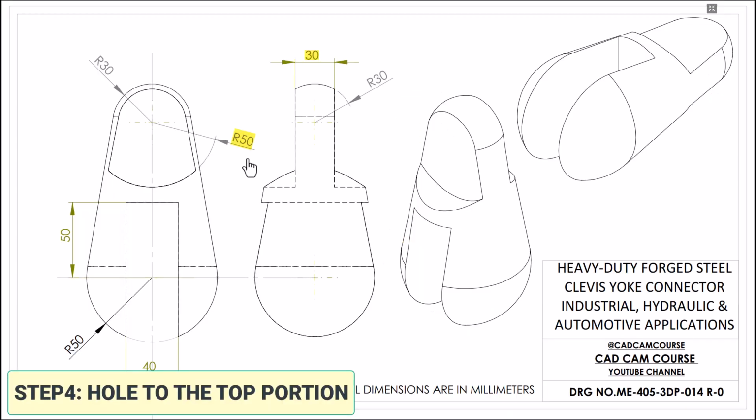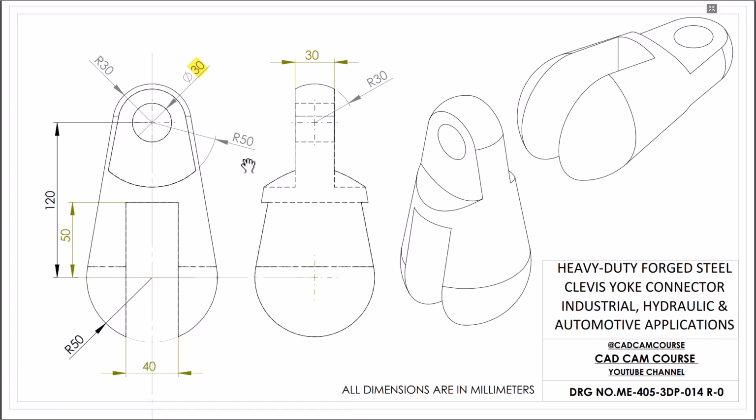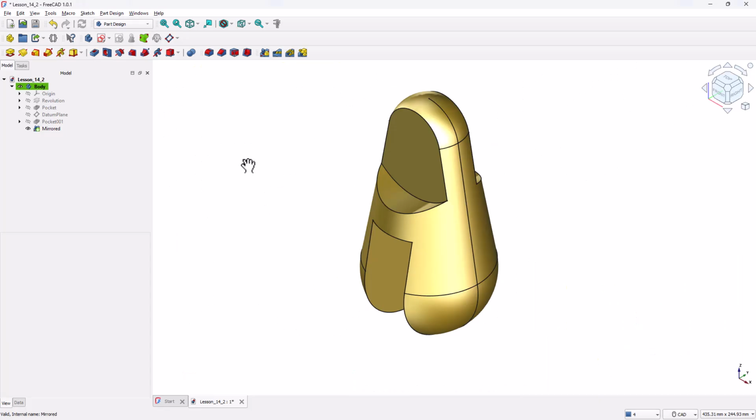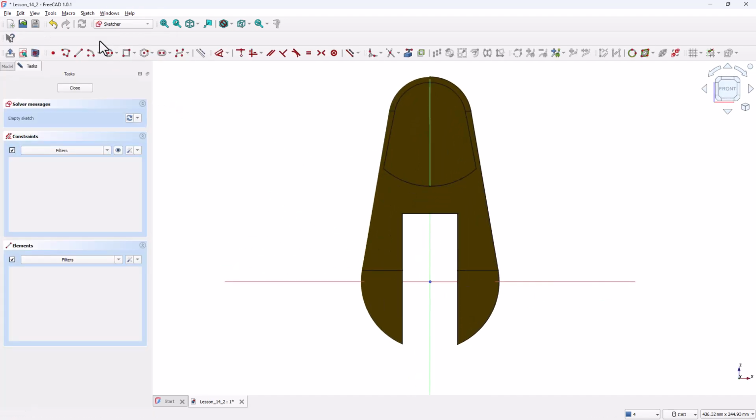The next step is to add a hole to the top portion of the head. Back in FreeCAD, select the face from which we want to drill the hole and click on Create New Sketch. To make sketching easier, click on the View Section tool. Now we need a reference point for the hole's center. Use the External Geometry tool and select one of the top curves. This brings the center point into the sketch as a reference.